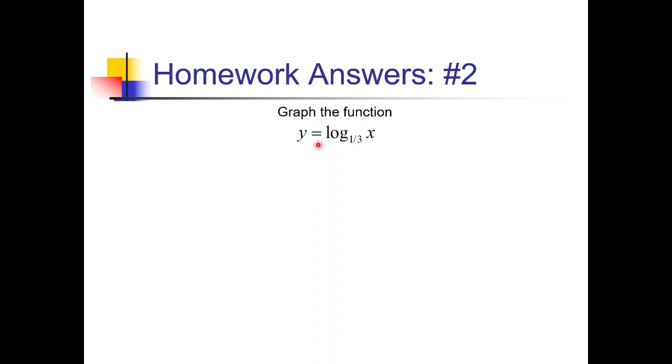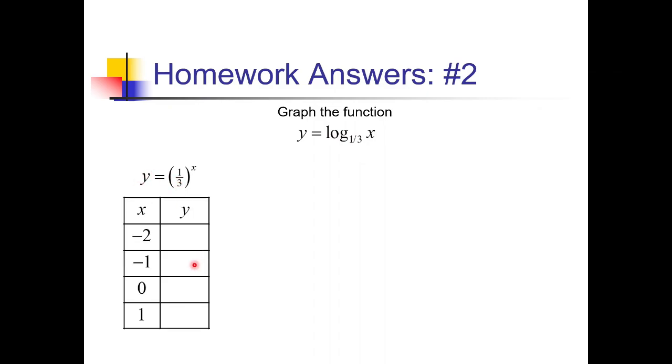To graph log base 1/3 of x, we're going to start by getting a parent table for the inverse function, which is 1/3 to the x. Since that's decay, I'm going to go from -2 to +1. And I know it's decay because this 1/3 is between 0 and 1. That's what tips me off. So we have 1/3 to the -2. That's going to be 3/1 to the +2, which is 9. 1/3 to the -1 is 3. To the 0 is just 1. And 1/3 to the 1 is just 1/3.